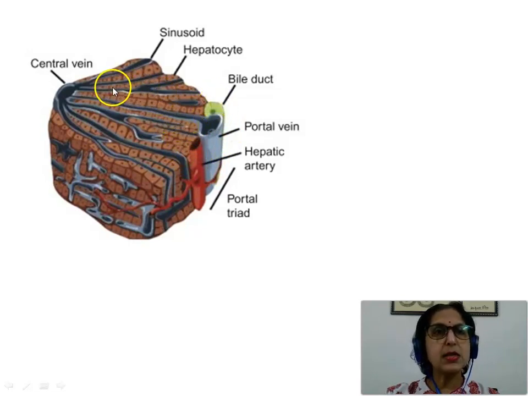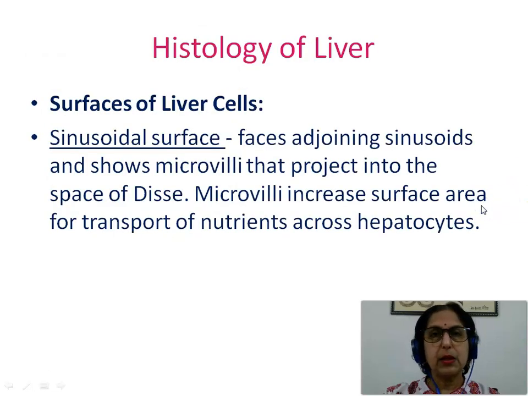Also what is seen here is in between the cords of hepatocytes we see the sinusoids. So when we go on to see the surfaces of these liver cells or surfaces of the hepatocytes, there are three surfaces which I have described. Sinusoidal surface faces adjoining sinusoids and shows microvilli that project into the space of Dixit. Microvilli increase the surface area for transport of nutrients across the hepatocytes.